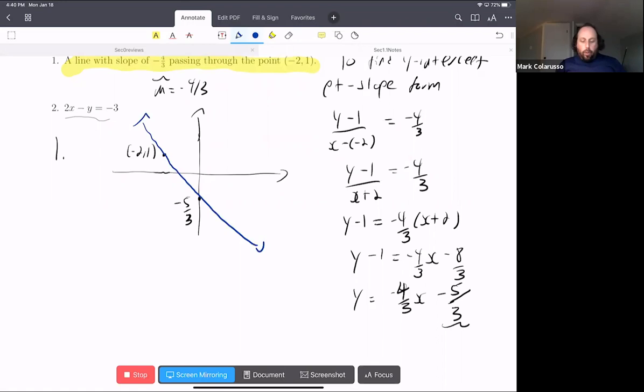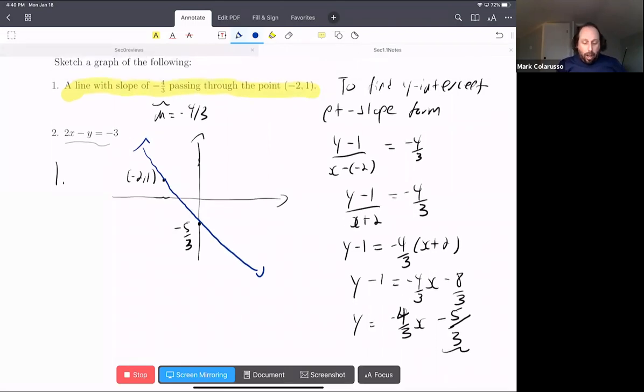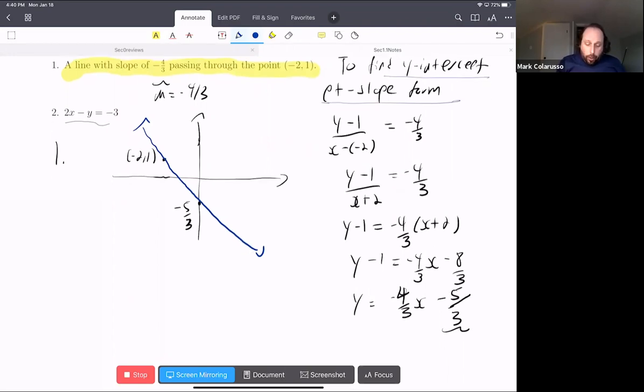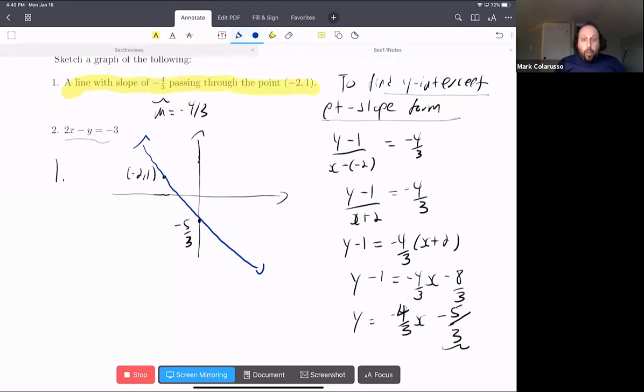So that's how I would approach it if you don't have a precise grid. Instead of just trying to eyeball what a slope of minus 4/3 would look like, find the y-intercept using the point slope form. Once you have the y-intercept, you can plot it, and then you have 2 points on the line. You just draw the line connecting them, and that gives you a good rough sketch of the line.